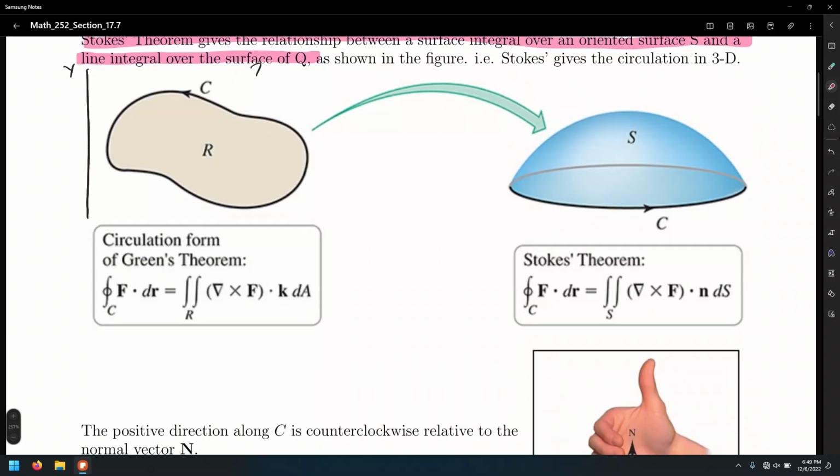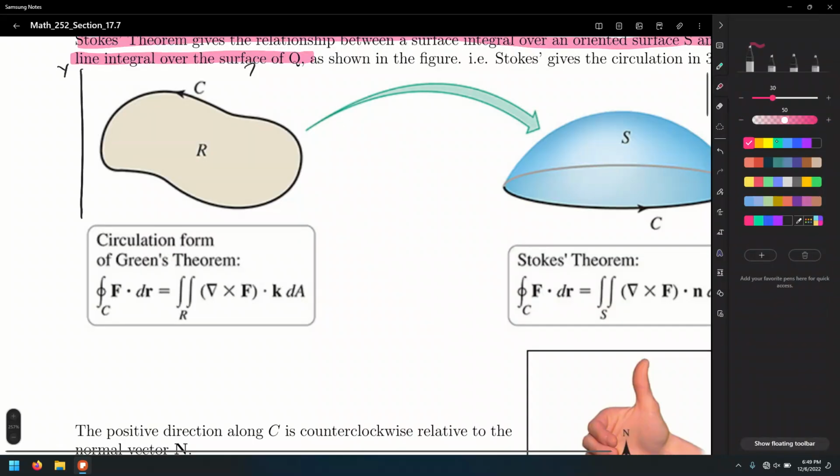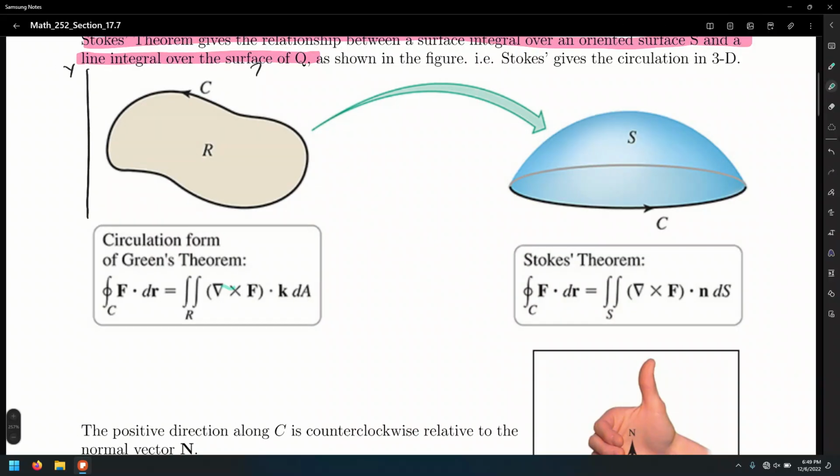Well, so this is what we got for Green's theorem in two dimensions. So that is essentially the curl in two dimensions and in the direction of K, because essentially we did this calculation over a planar region. I mean, this is the xy plane. The curl is going to give us a vector that is orthogonal to that plane. So that's why we simply get K.